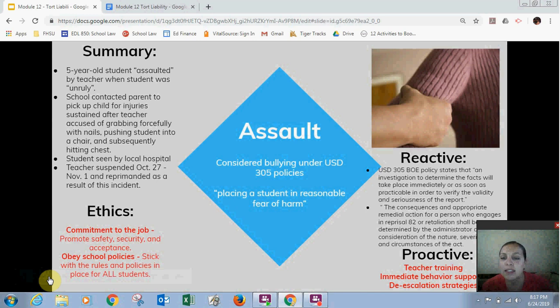The consequences and actions of a person who engages in this, the superintendent's job is to decide the nature, severity, and circumstances of that act. So there's not really anything in stone that says what exactly would happen to a teacher that would do this. Obviously, they would be placed on suspension, but it's up to the superintendent on whether they would be let go or if there was some sort of training or interim position that they could be placed in.